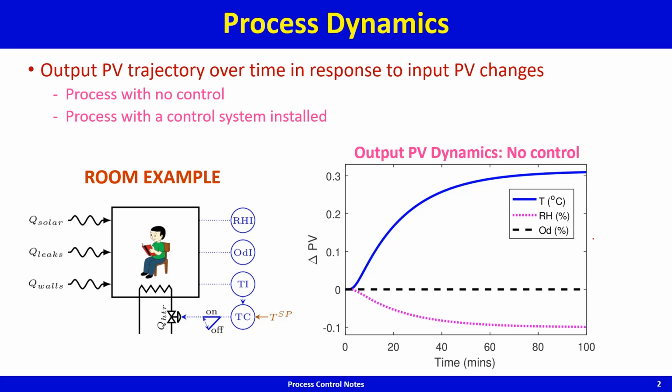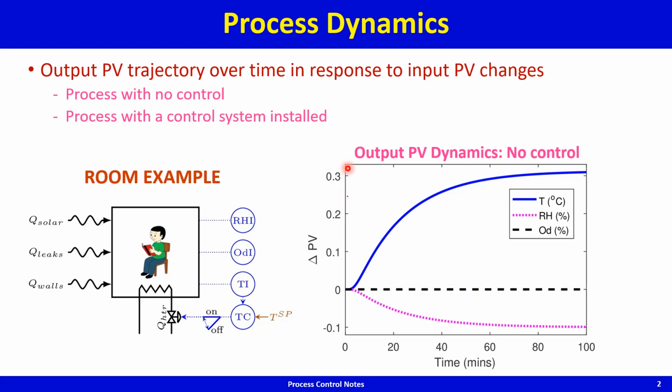you can see that the output process variables, there are three process variables: relative humidity, temperature, and odor. Temperature increases, which is the blue curve, as shown here by 0.3 degrees Celsius. Relative humidity decreases by about 0.1%. Odor remains the same as before.